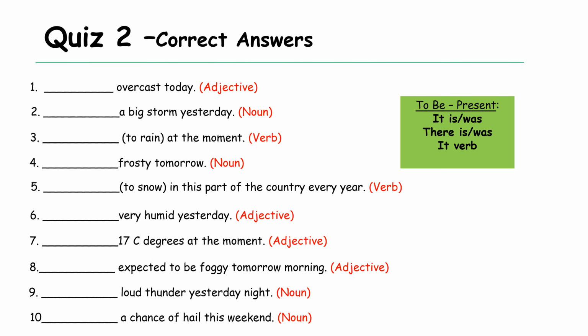All right, time is up. Now let's see the correct answers for quiz 2. It is overcast today. There was a big storm yesterday. It is raining at the moment. It will be frosty tomorrow. It snows in this part of the country every year. It was very humid yesterday. It is 17 Celsius degrees at the moment.